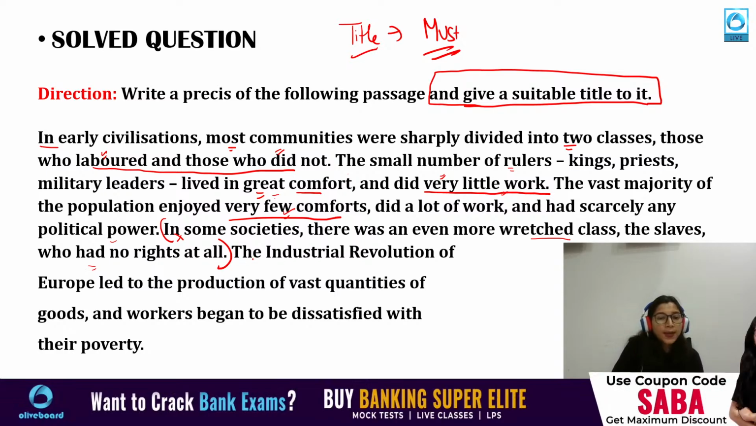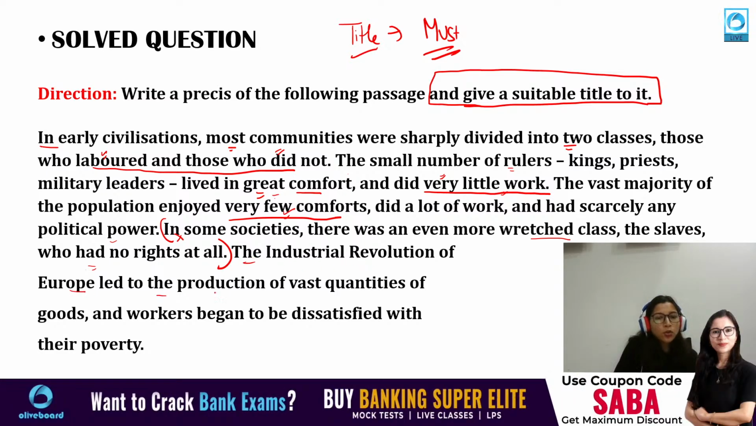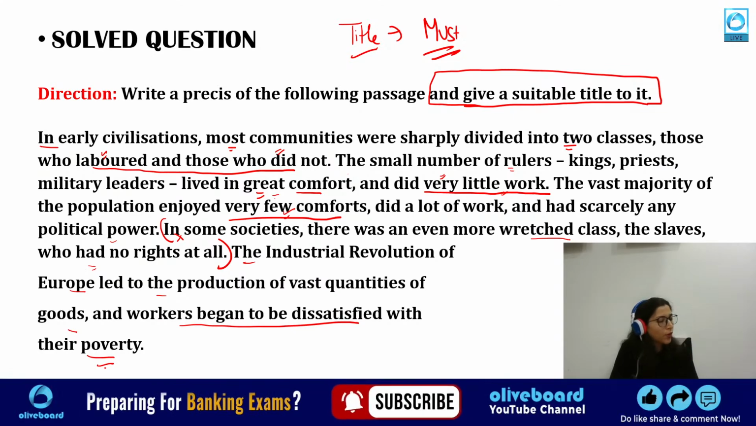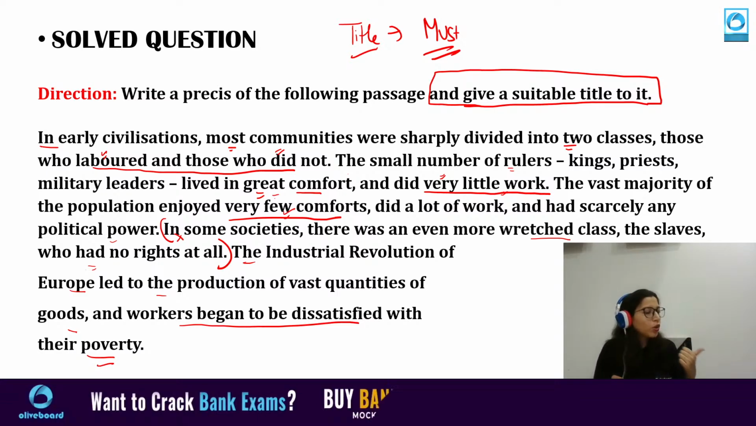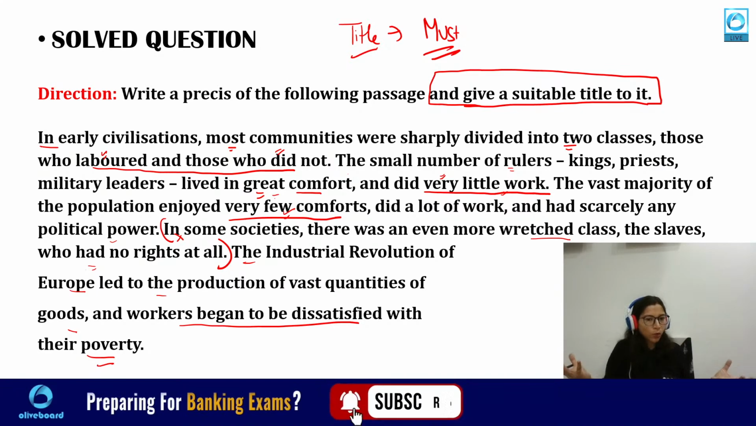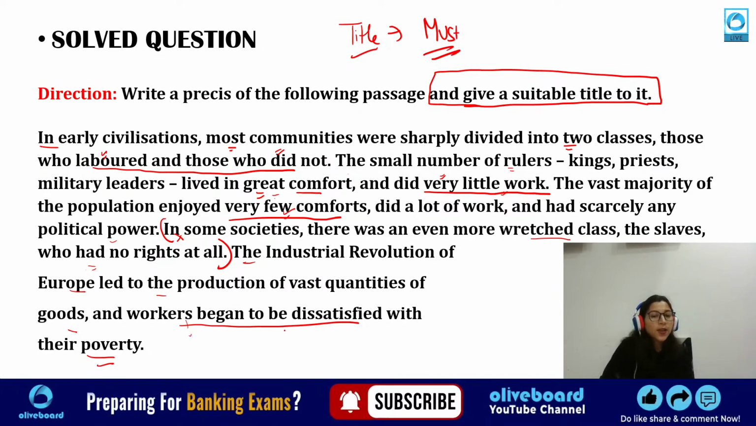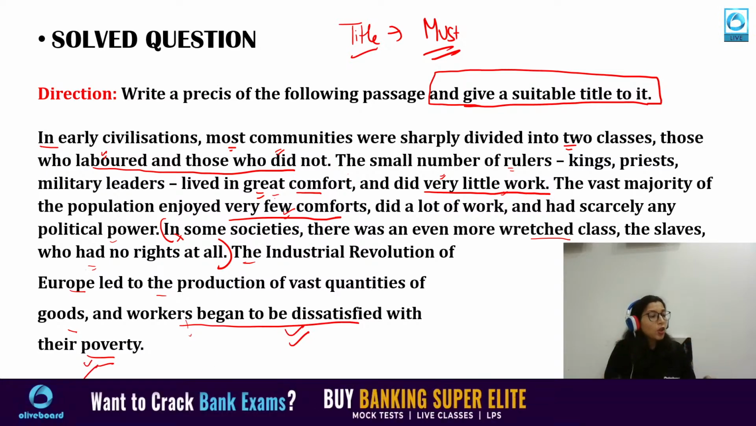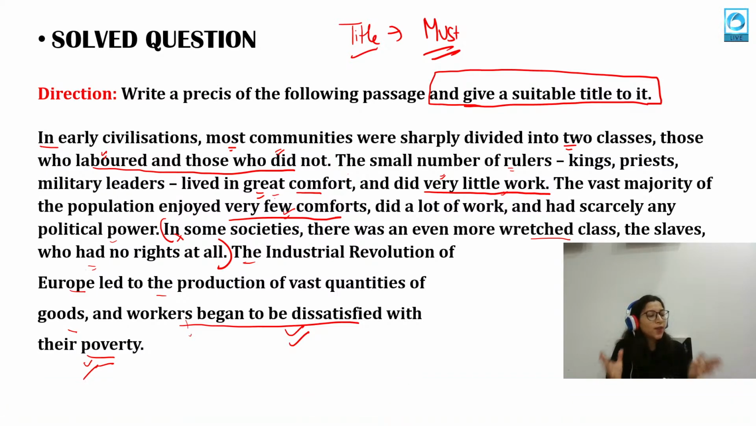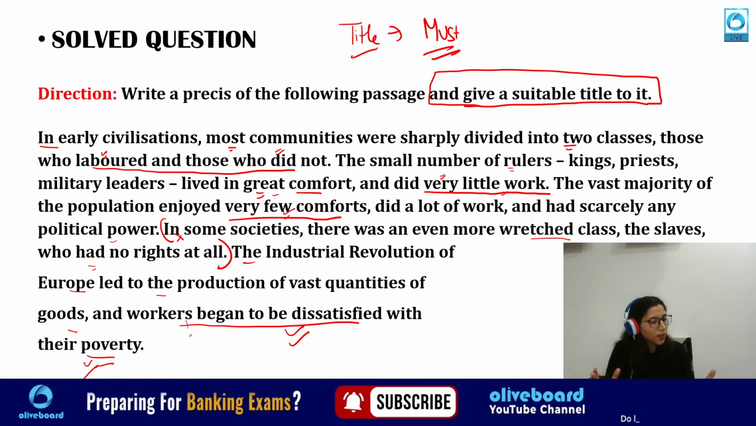Now next, the industrial revolution of Europe led to the production of vast quantities of goods and workers began to be dissatisfied with their poverty. यहाँ से passage का concept change हो रहा है, okay? कि जो इंडस्ट्रियल रिवॉल्यूशन यूरोप में आया था उससे क्या हुआ, because of industrial revolution प्रोडक्शन बहुत ज्यादा होने लगा. Okay, when production बहुत ample amount में होने लगा, then the worker class, the labor class, they began to be dissatisfied with their poverty. Because इससे क्या हुआ, when production increased, so the wealth of the wealthy people that increased, उनका wealth increase होने लगा, and there was no change in the condition of the labor class. उनकी कंडीशन तो as it is थी.